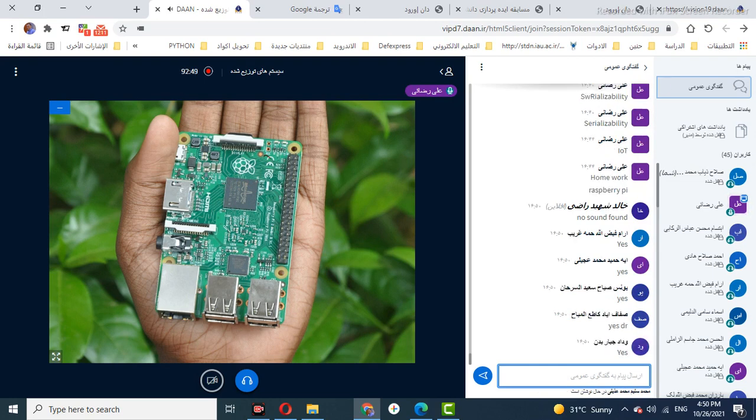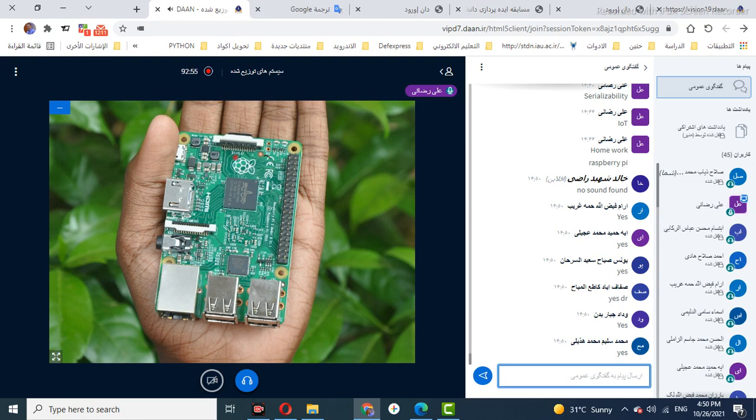So your homework is to check some information about Raspberry Pi, how it works, its applications. Let me send you a link here to make things a little easier for you.